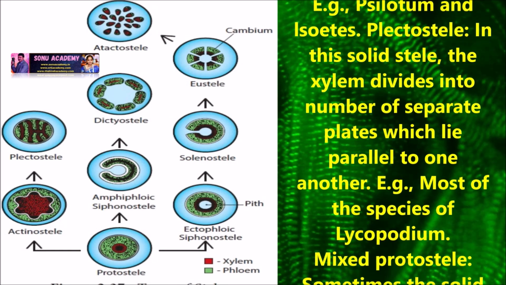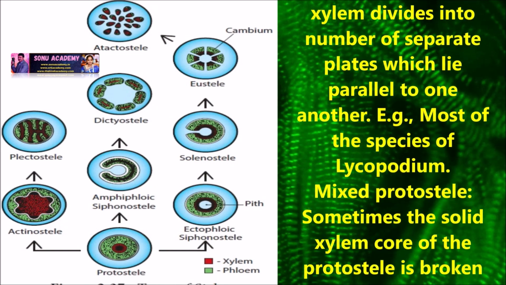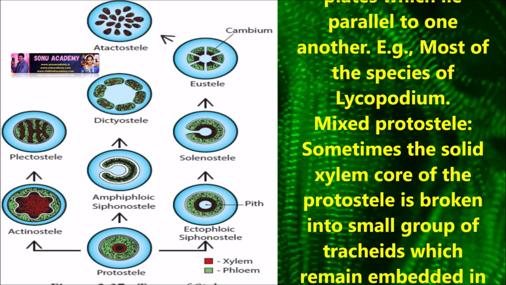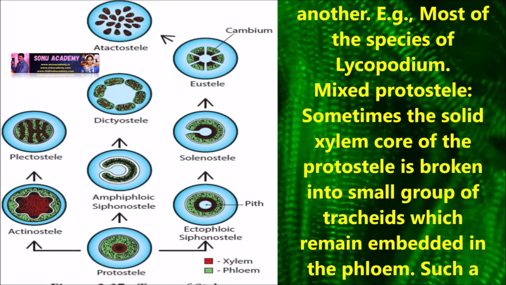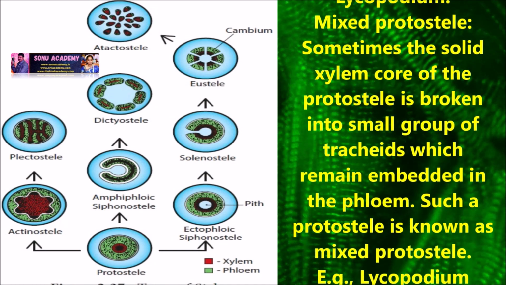Mixed protostele. Sometimes the solid xylem core of the protostele is broken into small groups of tracheids which remain embedded in the phloem. Such a protostele is known as mixed protostele. Example, Lycopodium cernuum, etc.